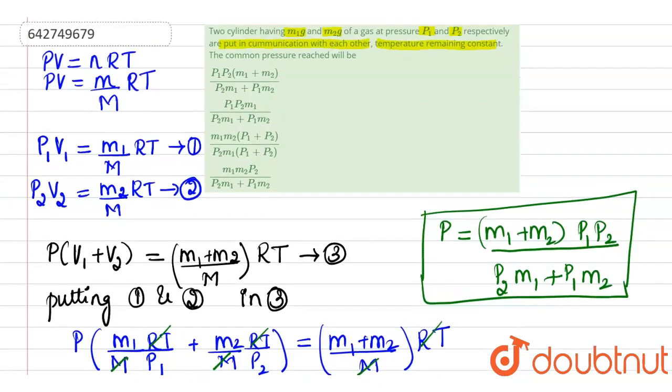So according to the given options, it is going to be the first option.